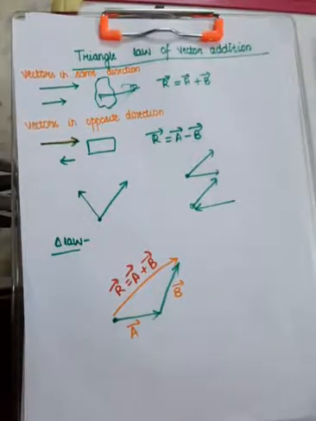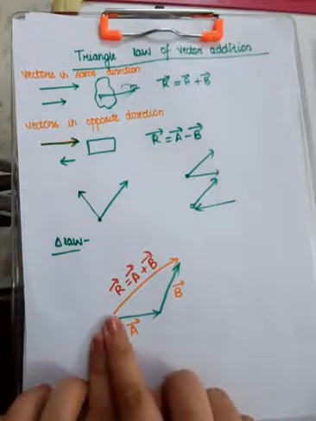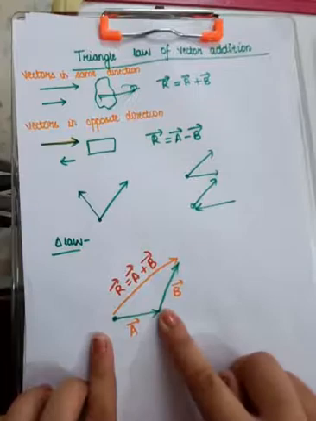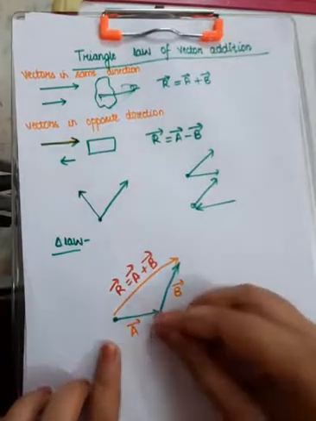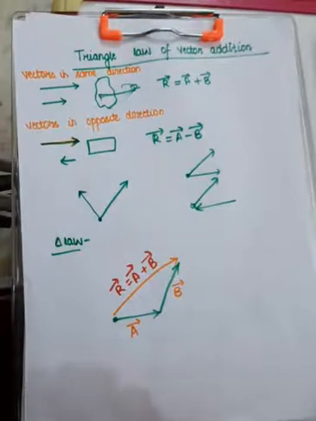So in that case, we use the triangle law. And how do we use it? Just have a look here. Suppose there is some object, a force is acting over it to push it like this. And after it is pushed over here, then some other force is acting.